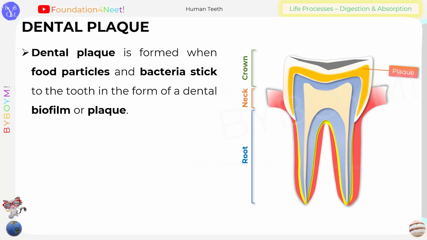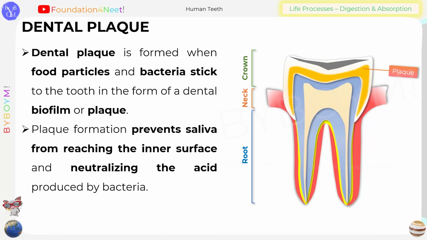And if the acid is not neutralized, then what would happen? Then a cavity would form. So basically, dental plaque once formed would lead eventually to dental cavity. That is why it is so important, again, to brush your teeth and do not let dental plaque form on your teeth.